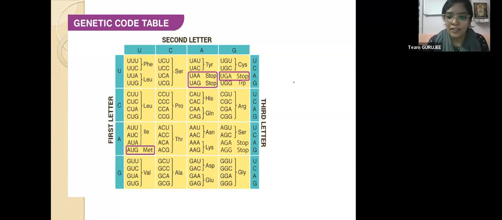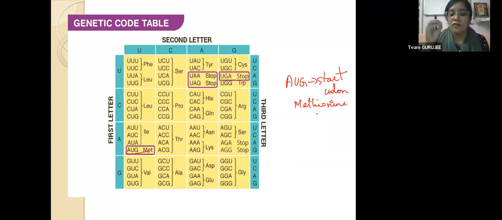The important thing is AUG. AUG is the start codon, called the initiation codon or start codon. It codes for methionine, which is written as Met, standing for methionine. The process of translation will start only if this particular codon AUG comes. Only if AUG is there will the translation process start.